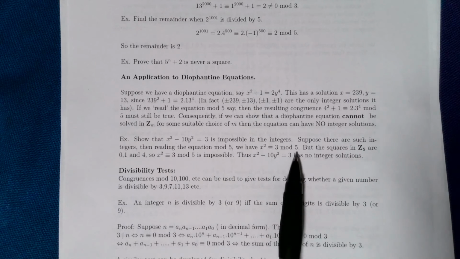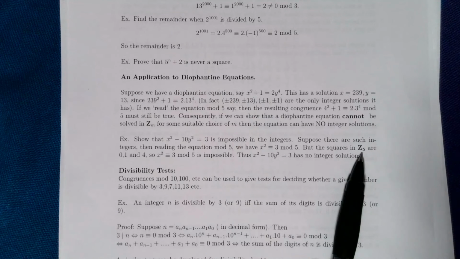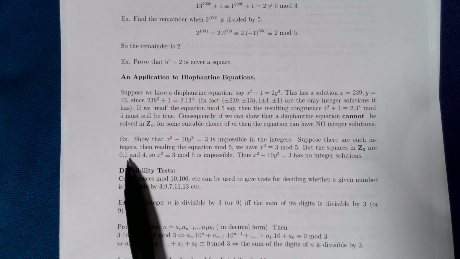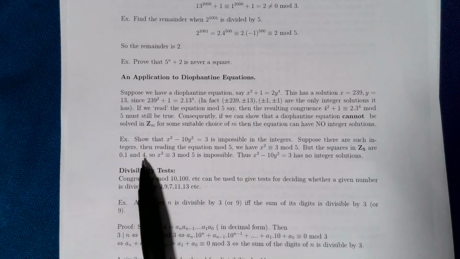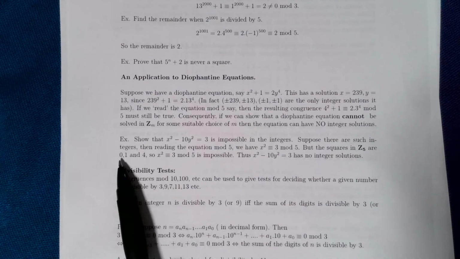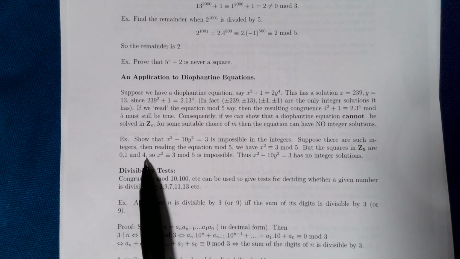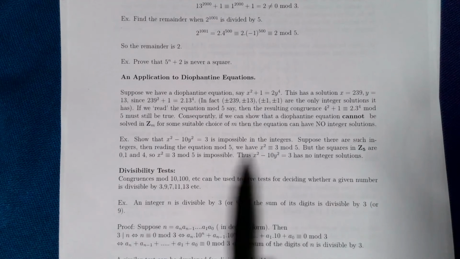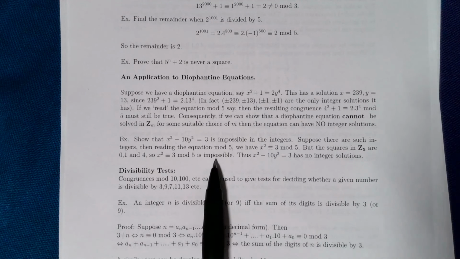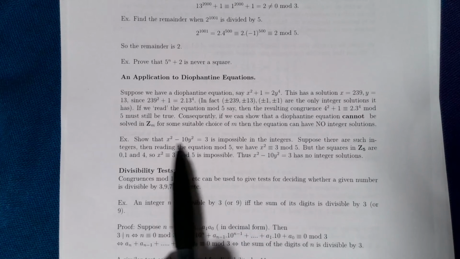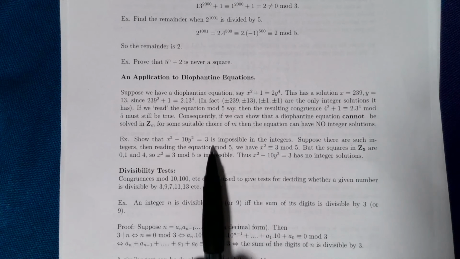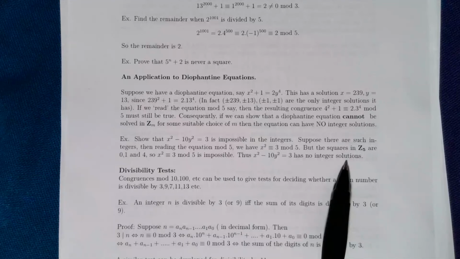But now if I look at the squares in Z5, 0 squared is 0, 1 squared is 1, 2 squared is 4, 3 squared is 4, and 4 squared is 1, and that's it, because 5 gets you back to 0 again. So the only squares in Z5 are 0, 1 or 4, and so x squared is 3 mod 5 can't happen. And if this equation has no solutions mod 5, it's got no solutions at all in the integers. That's a very powerful tool there.